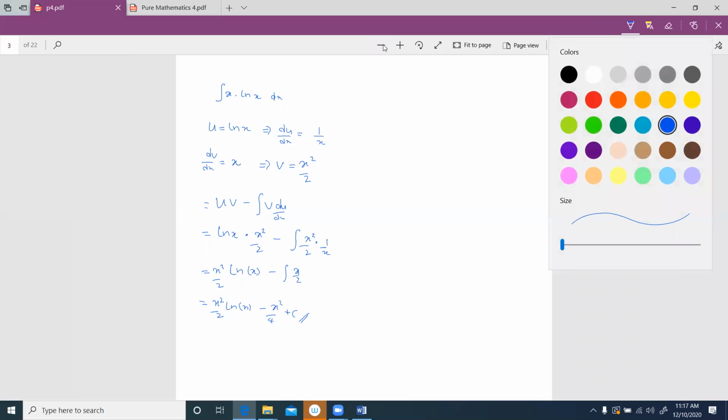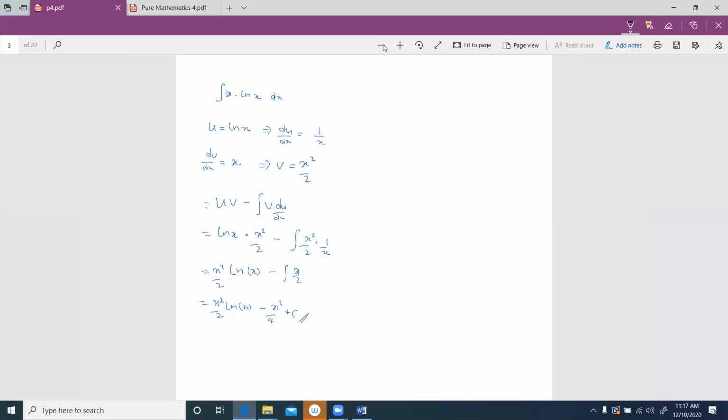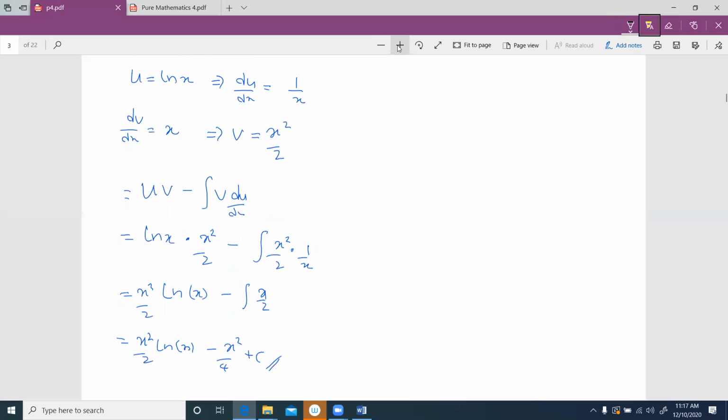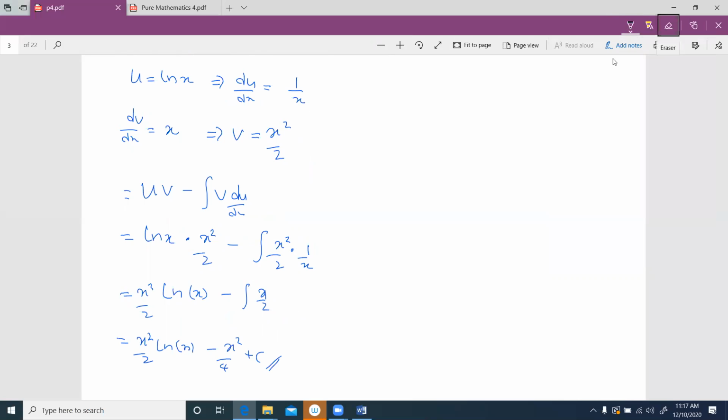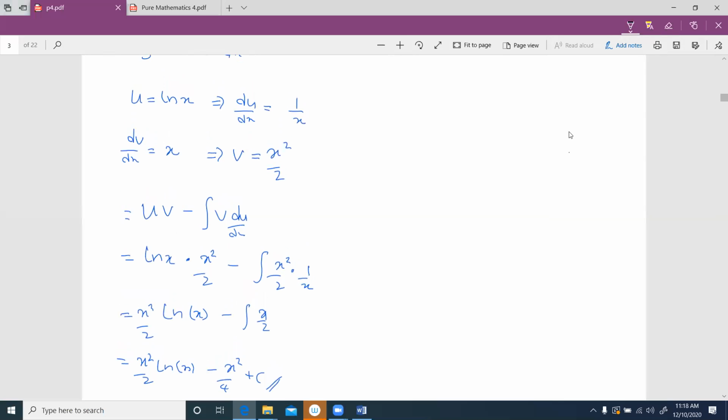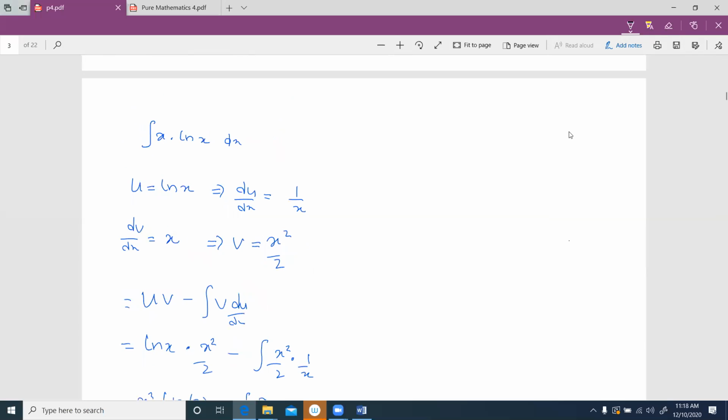I'll just use a different color. Then I can use the other side of the page. Right. Okay. Then let's go ahead with this. If it is a situation somewhere like this, we'll go to the next example. The second example is if it is integration of x e to the power x dx.